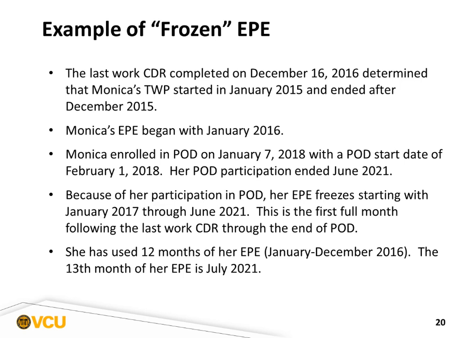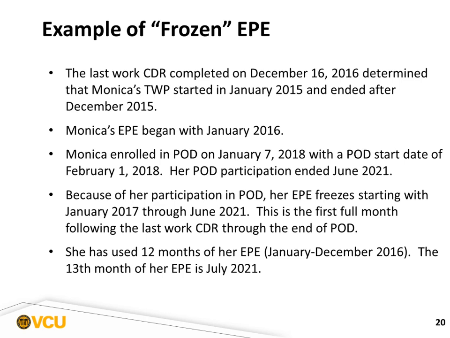Fast forward here to when Monica enrolled in POD, which was January 7th, 2018. She stayed in POD for the duration of the demonstration, so her POD participation ended at the end of June 2021. However, Monica's EPE is frozen starting the month after the month of her last work CDR. Since the work CDR was completed in December 2016, her EPE is frozen starting with January 2017. Are you following this so far?